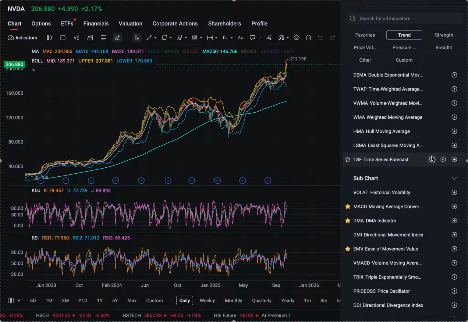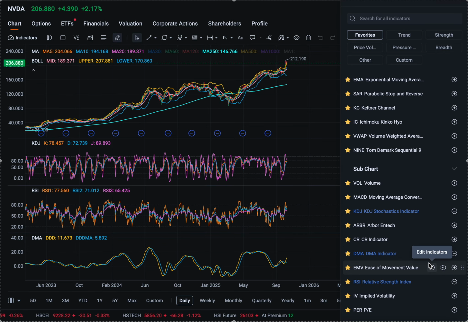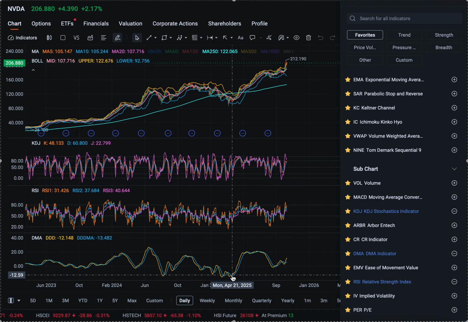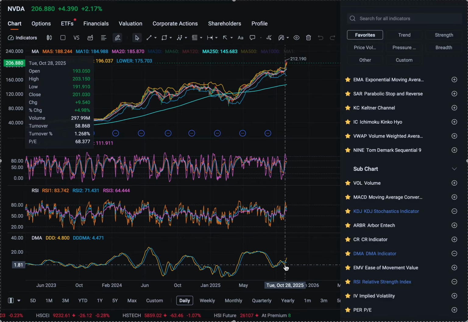So let's take a look at another one that I also find helpful, the DMA. We see that when the yellow line crosses over the blue line, it means a bullish trend is emerging. Okay, so here we see that a bullish trend seems to be emerging.